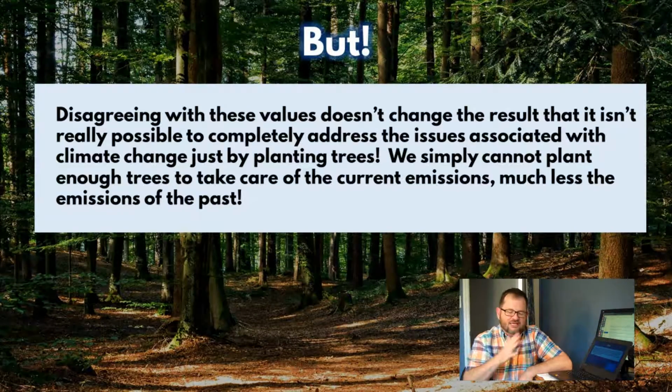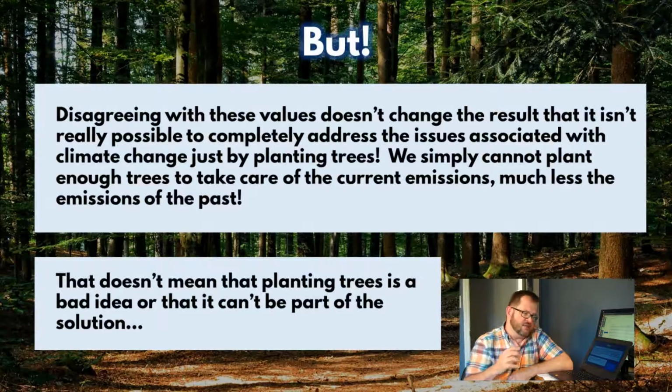We can disagree and come up with slightly different assumptions and so on. It doesn't change the net result that it isn't really possible to completely address the issues associated with climate change just by planting trees, okay? You cannot plant your way out of the problem. We cannot plant enough trees to take care of current emissions, much less past emissions, much less the emissions of the future. The math is cruel. We're not immune to math, and the math in this case is cruel.